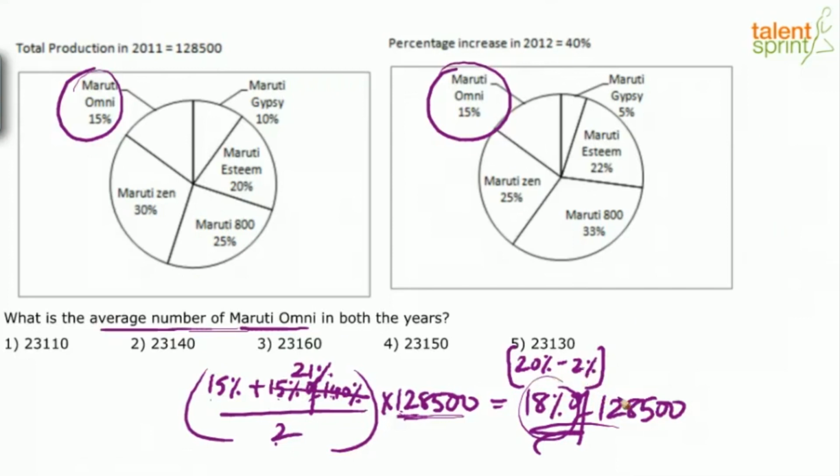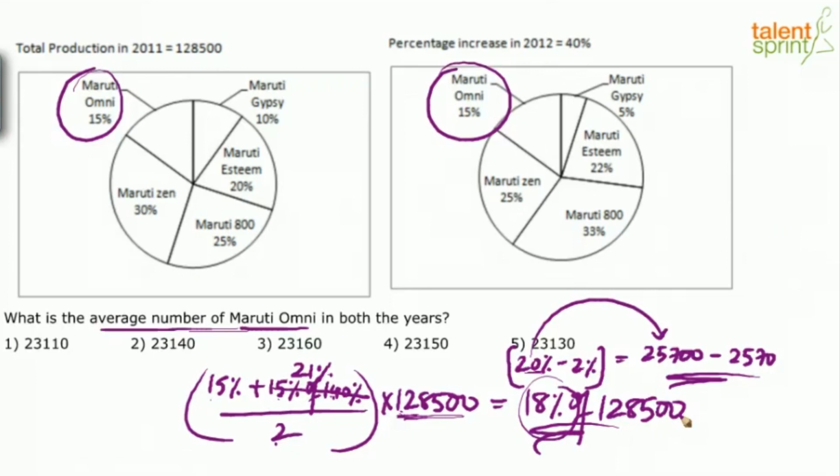What is 20% of 1,28,500? 10% is 12,850. 20% is double. So 24,000 plus 1,700, which is like 25,700. Now this is 25,700. What is 25,700? 20%. 2% is 20% by 10. So 25,700 by 10 is 2,570.